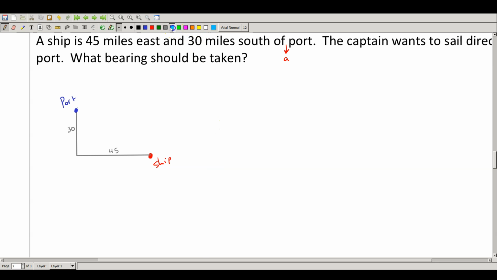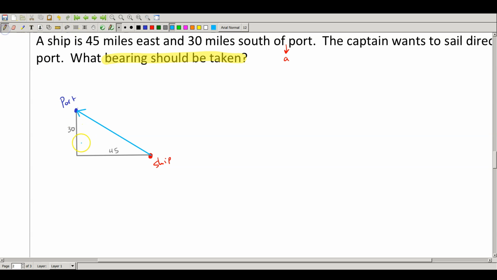So what we're trying to do here is figure out, here's the ship, and we want to know what direction I need to go in to sail directly towards the port, which would be right here, right? So we want to know what bearing should be taken. So how do we figure that out? Well, in order to find the bearing, we're going to need some sort of theta. We're going to need some sort of angle.